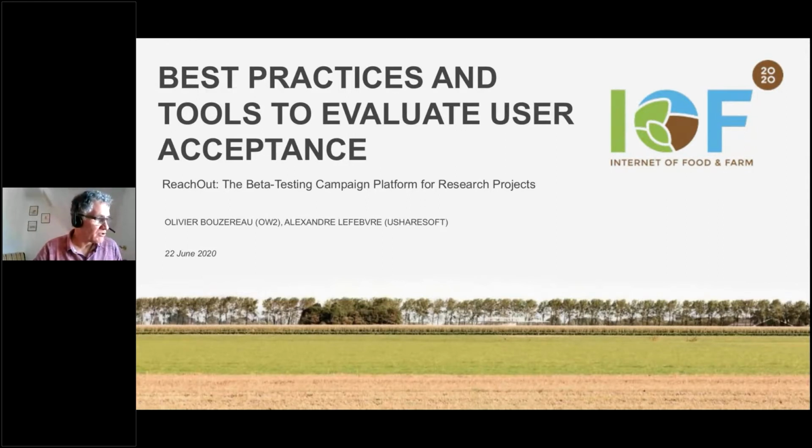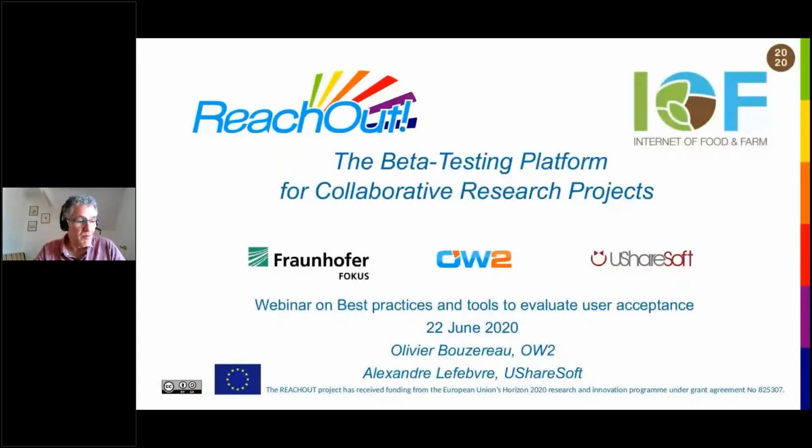In this part, I will explain what ReachOut is all about, and then we'll give you a short demonstration of what we call the beta center, the ReachOut toolkit. And we hope that we'll be able to identify together synergies and cooperation with IoF2020 and in general future related projects in agri-food and IoT. So ReachOut is a support action funded by the European Commission. Support action means we're here to help other research projects. There are 3 partners: Fraunhofer Focus, who is coordinator, OW2, from which Olivier Bouzreau is, and he will talk later on, and UGSoft, and I'm Alex from UGSoft.